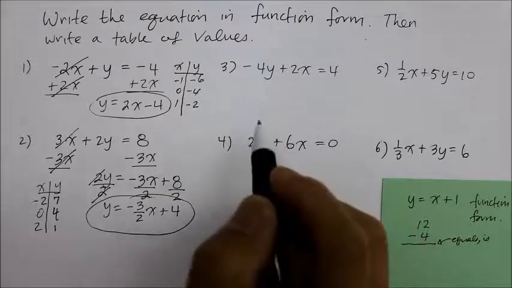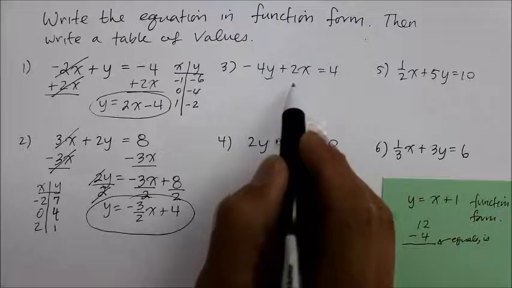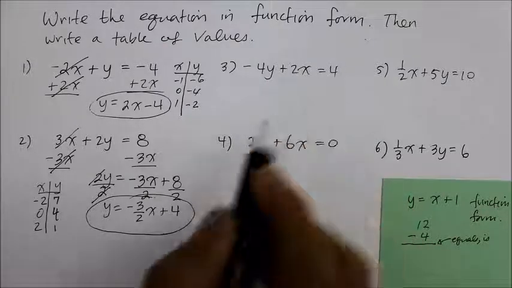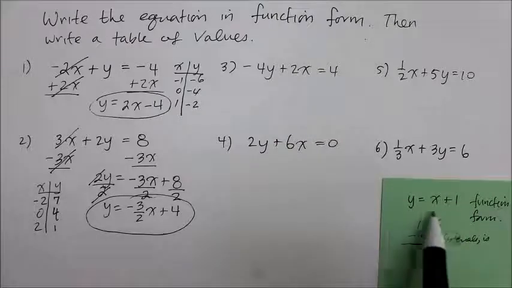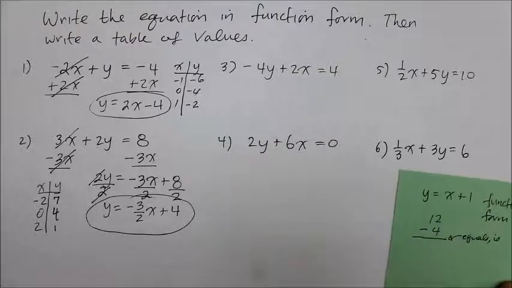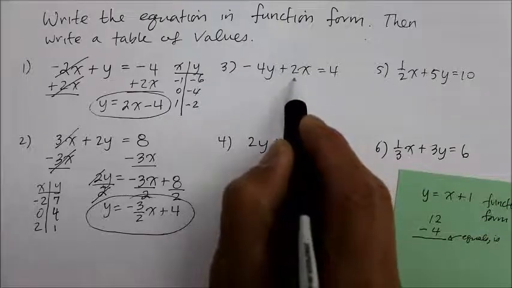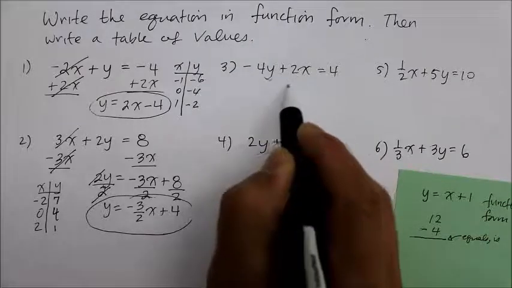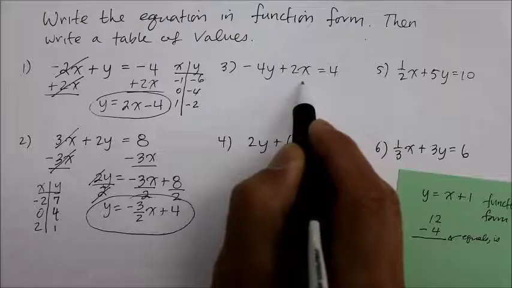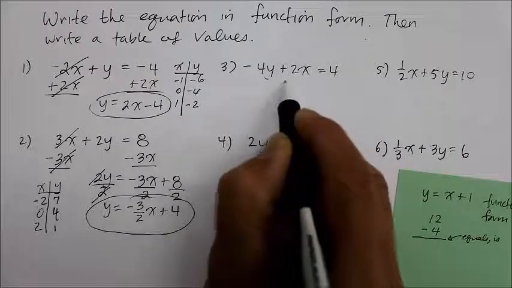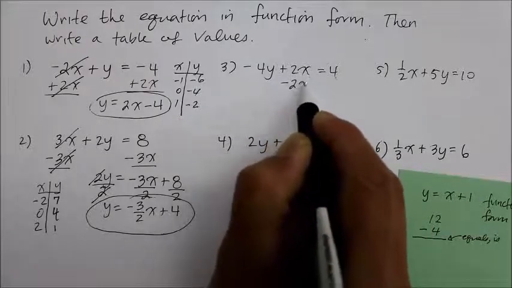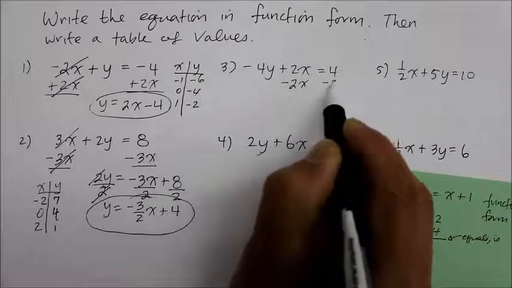So on number 3, you had to move that x term to the right side of the equation to make it look like this function form. In order to do that, you have to do the opposite or the inverse of positive 2x, or plus 2x, whatever you want to call it. The opposite of plus 2x is going to be minus or negative 2x, and you do that to both sides of the equation.